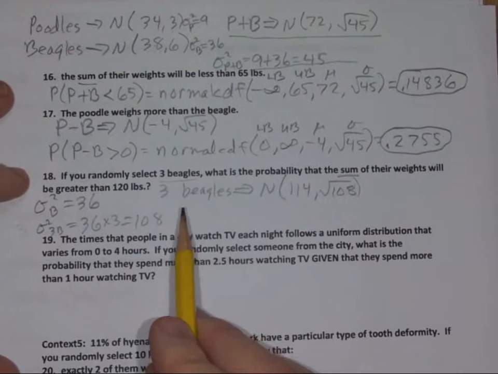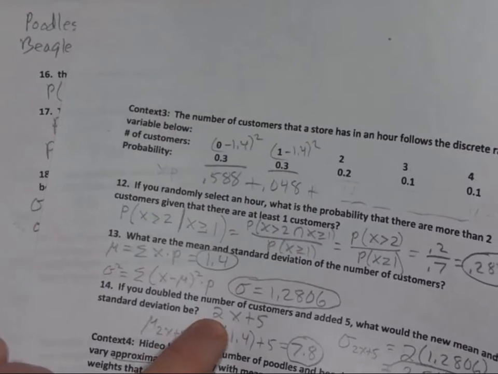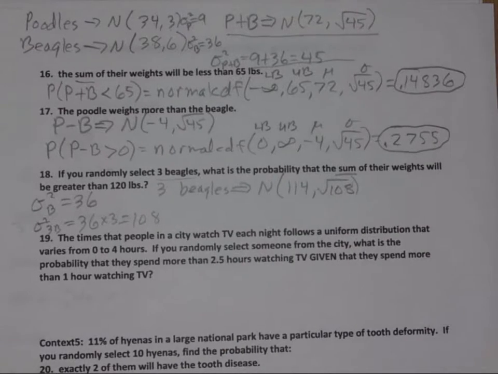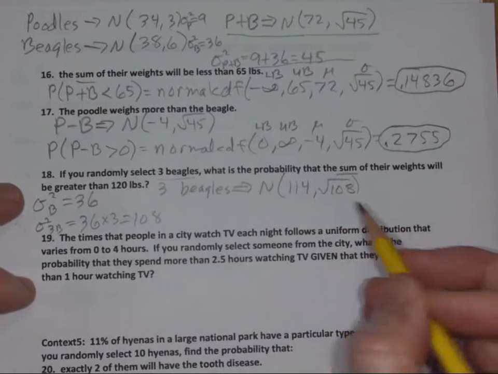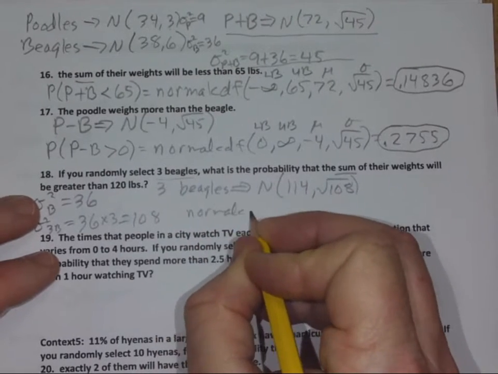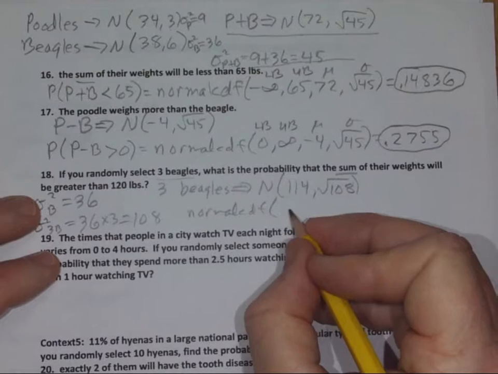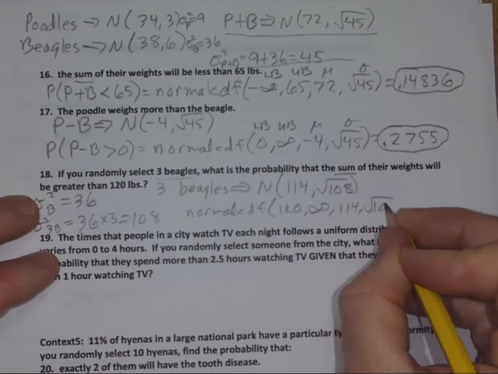This is a distinctly different problem than taking one beagle and multiplying it by 3, which is what we did when we did the 2x plus 5 thing. We were multiplying a distribution by something. So if you're taking one beagle and multiplying it by 3, then you multiply the standard deviation by 3. But we weren't taking one beagle, we were taking three different beagles. That's a different situation, and so there's our mean and standard deviation. So what's the probability it is greater than 120? It would be normal CDF, from 120 to infinity, mean of 114, standard deviation root 108.